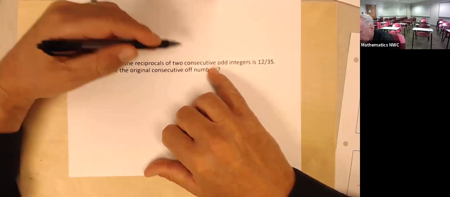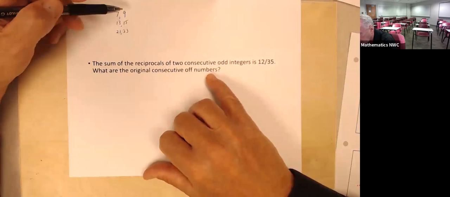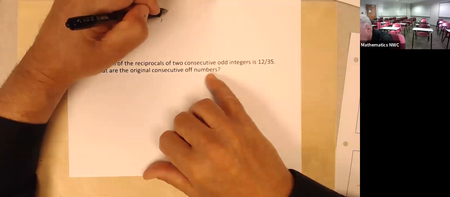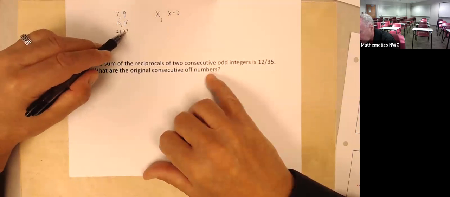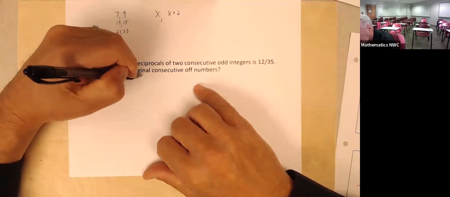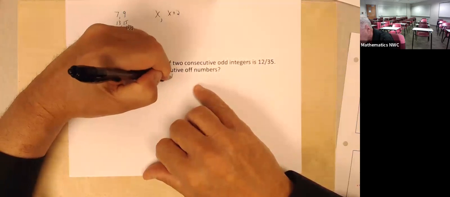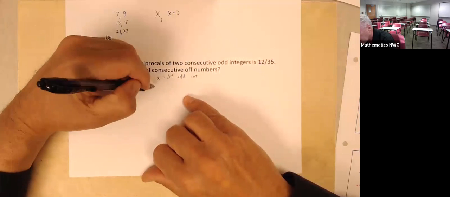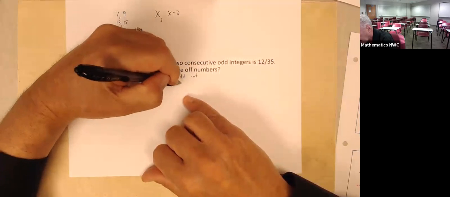Notice though that consecutive odds, this is crucial now, the second one is always 2 bigger than the first. So if the first one is x, like 7 could be x, the next one is 2 bigger, x plus 2. The first one is 21, the next one's 2 bigger. So I'm going to let this x equal my first odd integer. Then x plus 2 is going to be my second odd integer.